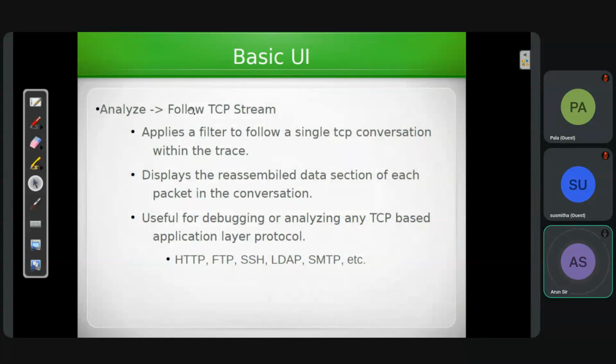And if you analyze the packet, you can follow the TCP stream. If you follow the TCP stream, you will get the single TCP conversation within the trace. Internet is having TCP and UDP packets. So for secure internet, we'll have TCP packets. With TCP packets, we can see how they are reassembled, or the overall number of packets that are coming.